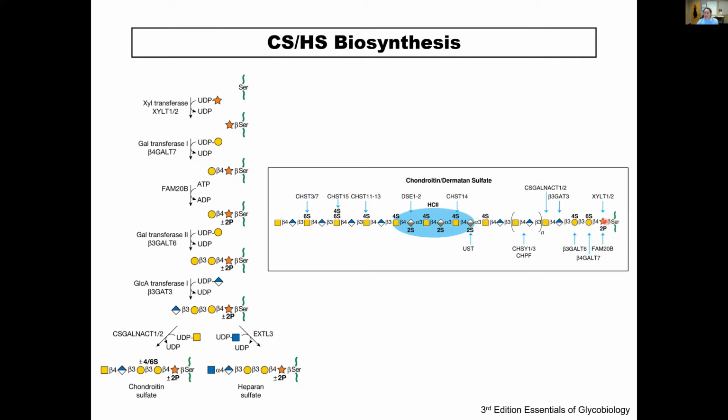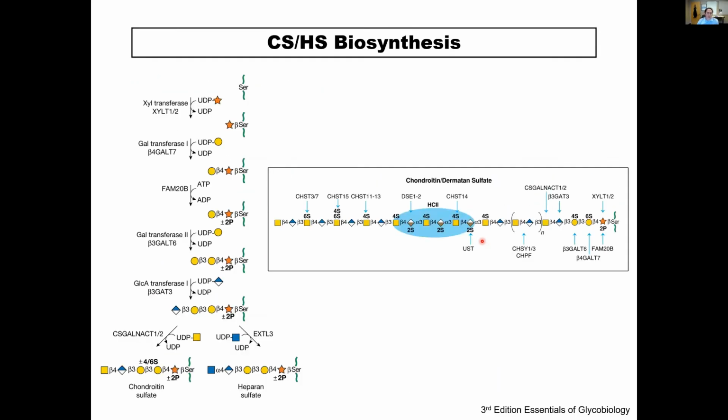Once you get addition of the repeating disaccharide subunit of N-acetyl galactosamine and glucuronic acid, you get elongation of the chain. Then these sulfotransferase enzymes will come and add sulfate groups along the chain. And these sulfate groups are very important for interacting with different ligands and different proteins as well.